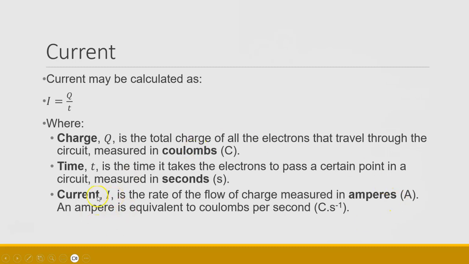But what we need to realize is that an ampere is the same as a coulomb per second. We've just given it a different name. But remember that because charge is measured in coulombs, and here we have a division sign, so it's coulombs divided by time, which is measured in seconds. So it is coulombs per second. However, we don't call it that, even though it is not wrong. We call it an ampere.